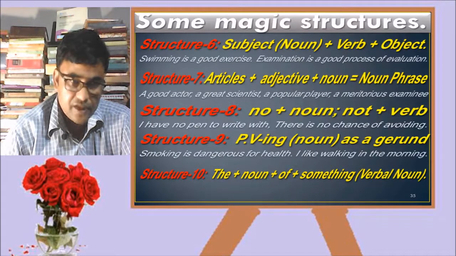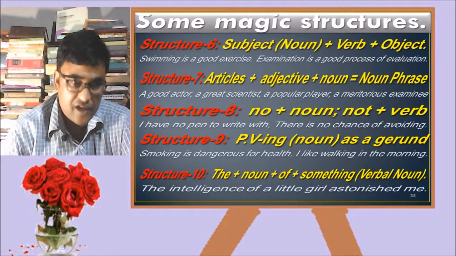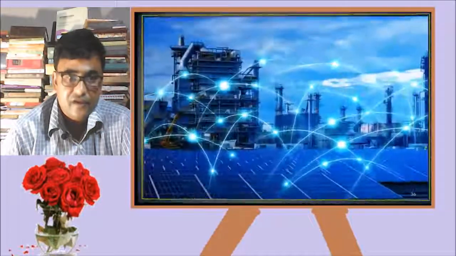Structure 10. The plus noun plus of plus something, that is a verbal noun. This is the structure of a verbal noun. Okay. We can find it out, the plus noun plus of. This is a very important and easy way of identifying. Okay. Look at, the intelligence of a little girl astonished me. Look at, the intelligence of. Here, the intelligence is a noun, because before it we can find the and after it, of. So this is the structure of a verbal noun. Do you understand what I say? Okay.